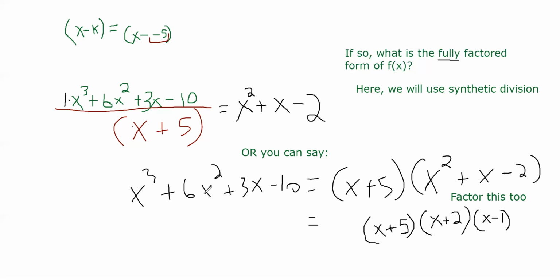So the polynomial, the third degree polynomial, x cubed plus 6x squared plus 3x minus 10 is equal to x plus 5 times x plus 2 times x minus 1.